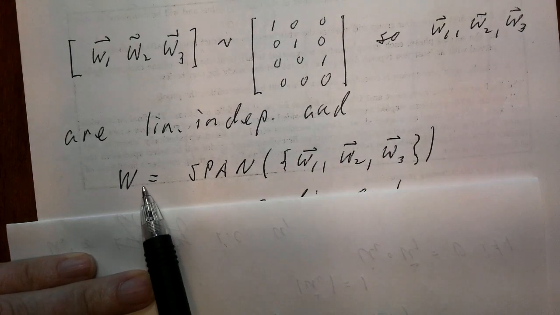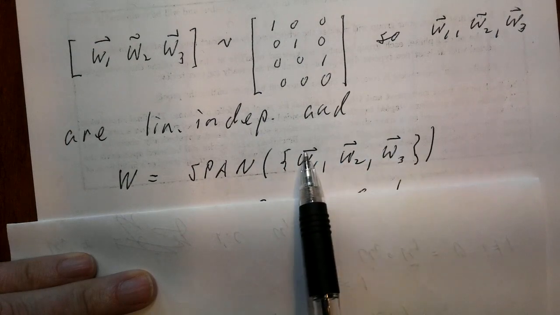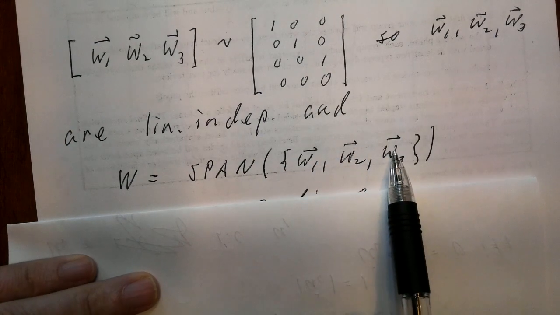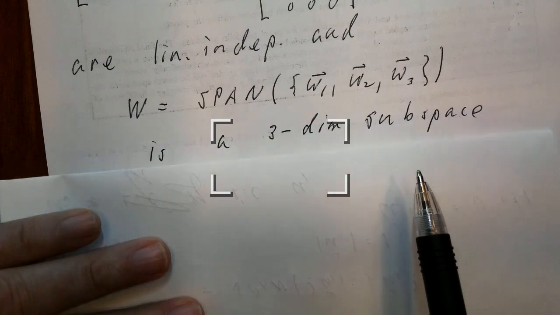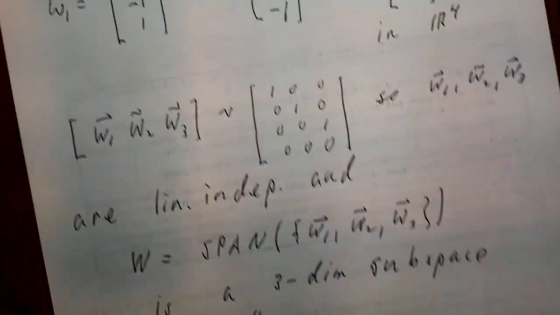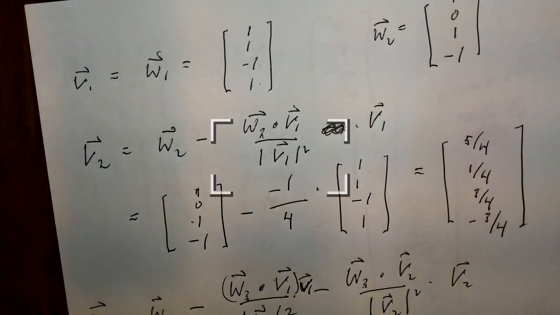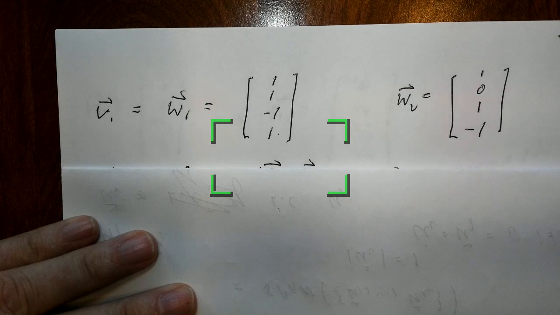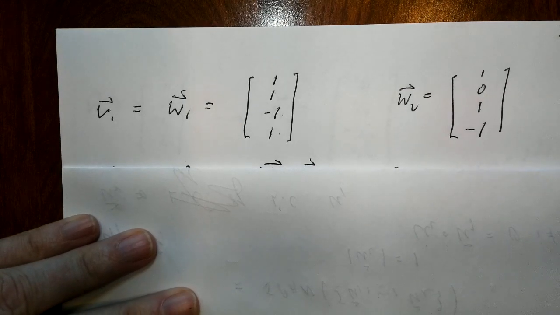In other words, our subspace W is going to be the span of the 3 of them. This is a basis, but we're going to convert this to an orthonormal basis. It's a 3-dimensional subspace of R4. So let's get started with Gram-Schmidt. v1 is w1, which is 1, 1, negative 1, 1.